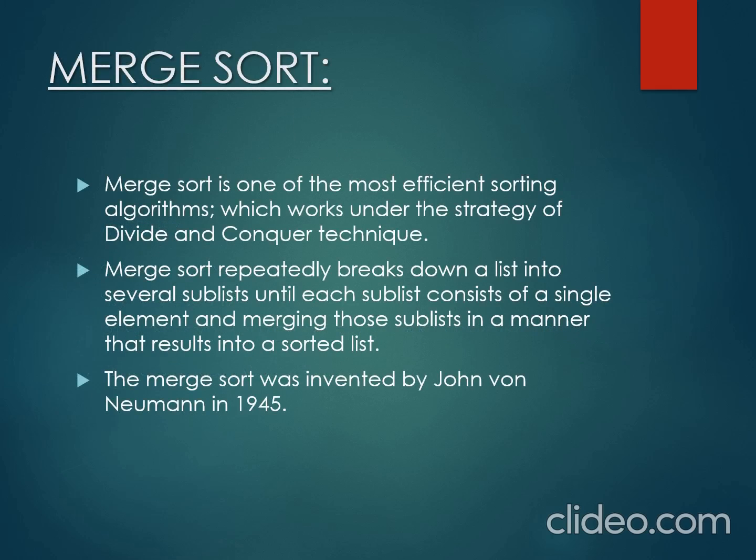Merge sort is one of the most efficient sorting algorithms, which works under the strategy of the divide and conquer technique. Merge sort repeatedly breaks down a list into several sublists until each sublist consists of a single element, and then merges those sublists in a manner that results in a sorted list. Merge sort was invented by John von Neumann.